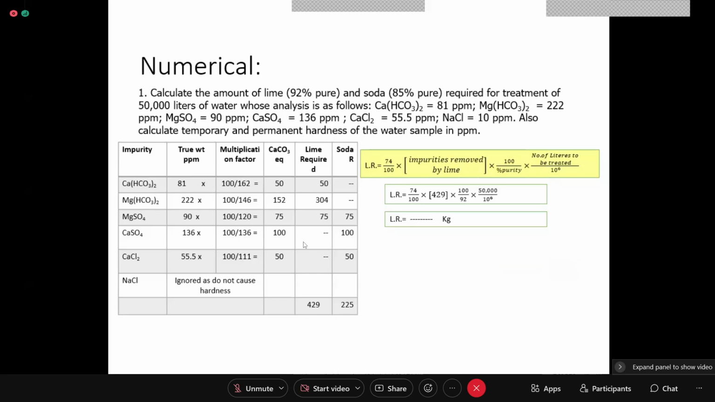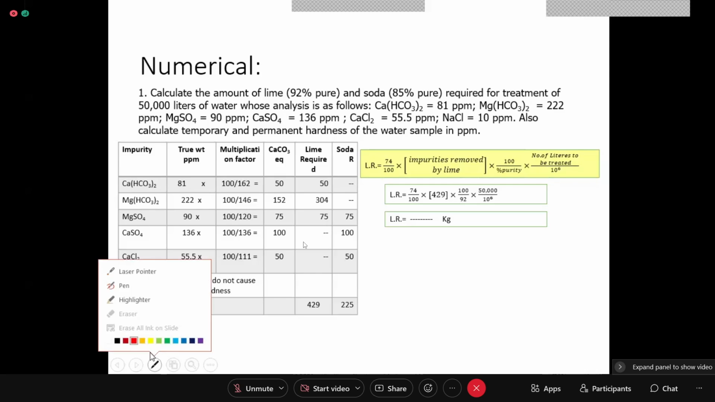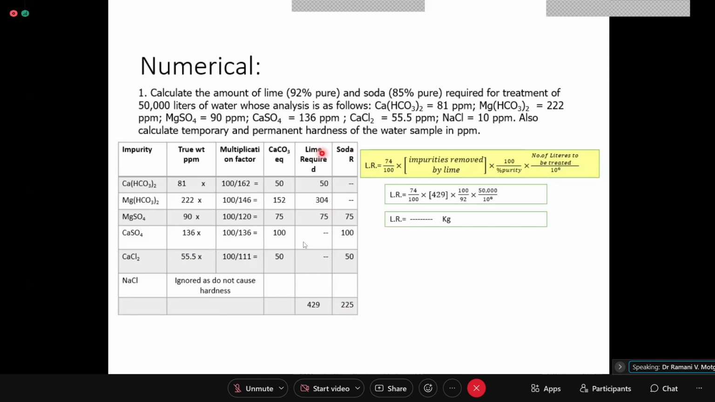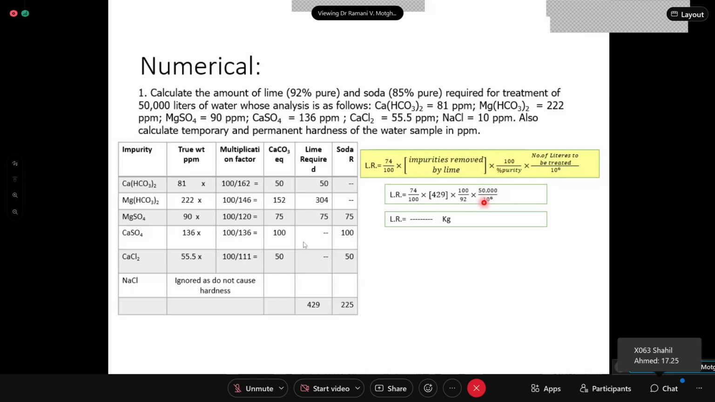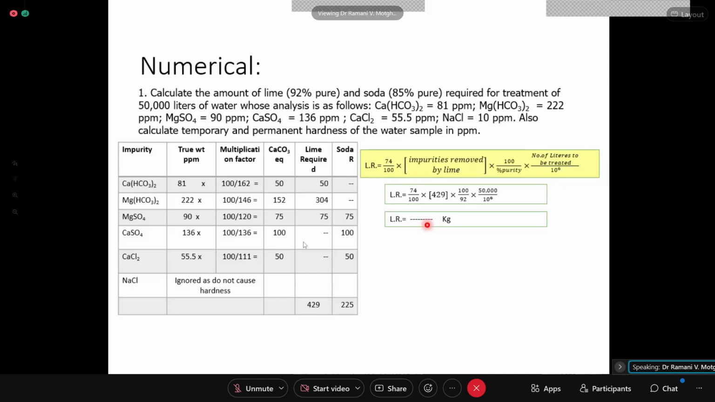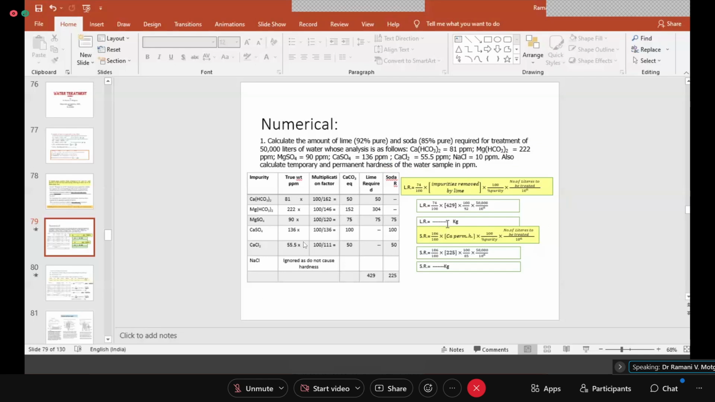Yes. Anyone with the answer? See how simple it is, once you do the calculation in tabular form. This 100 and this 100 are going to cancel. You can simply do on your calculator 74 divided by 92 into 429 into 0.05. So it becomes 17.25. What is the answer? 17.25. Yes, ma'am. Everyone is getting 17.25.